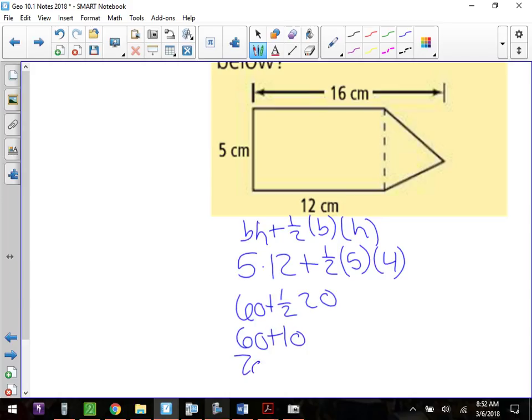Where'd you get that 4 from? Yeah, where'd you get the 4 from? He's got a 4 there, but I don't see a 4. Yeah, I know where. Okay, where is it? I'm at right here, because this is 12.